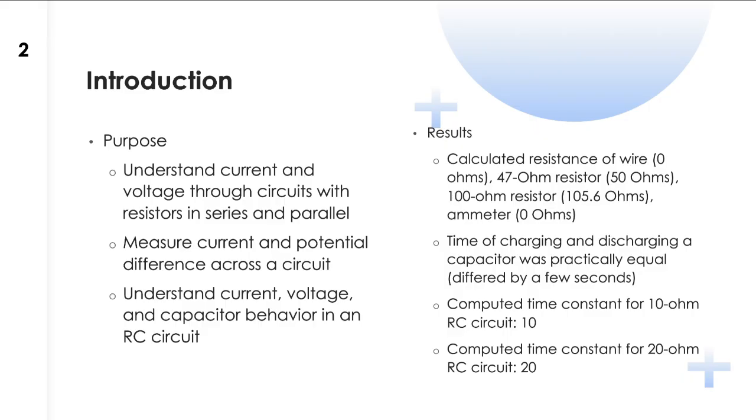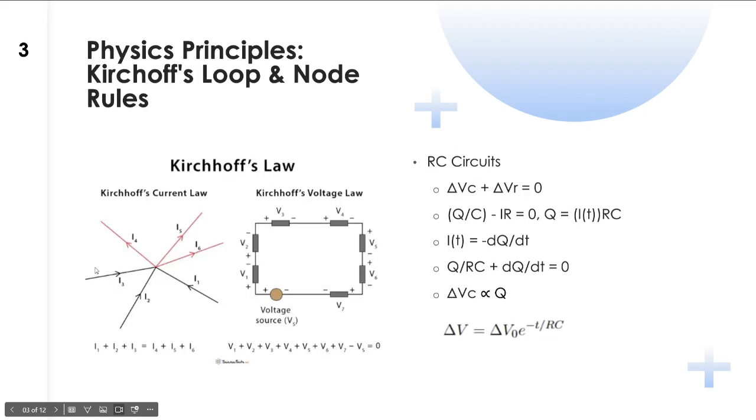The calculated resistance for the 47 ohm resistor was 50 ohms. For the 100 ohm resistor, it was 105.6 ohms. And then for the capacitor, the time of discharging and charging the capacitor were equal. And the computed time constant for the 10 ohm RC circuit was 10, and for the 20 ohm RC circuit was 20. The physics principles used were Kirchhoff's loop and node rule.